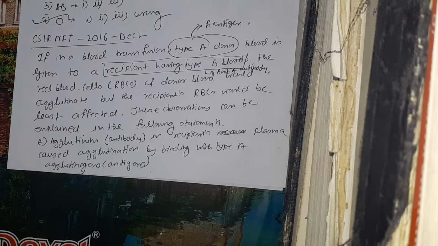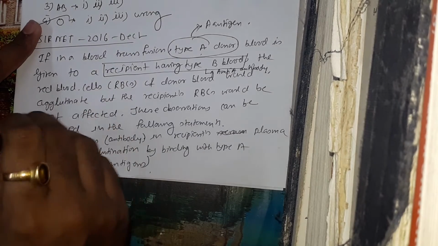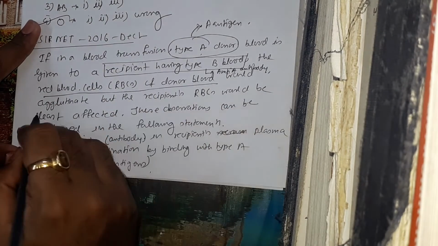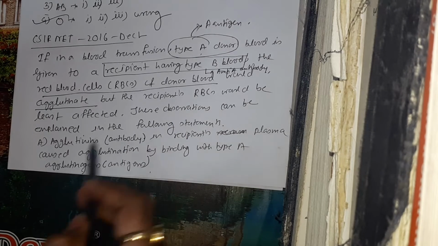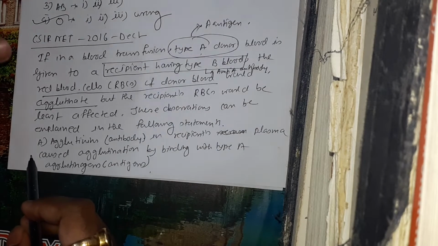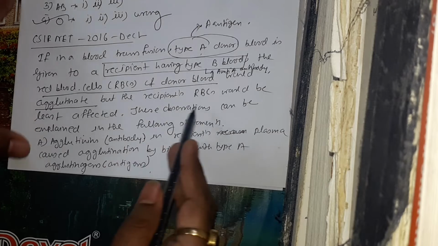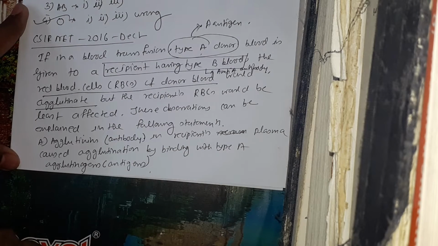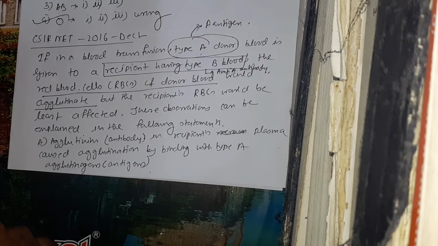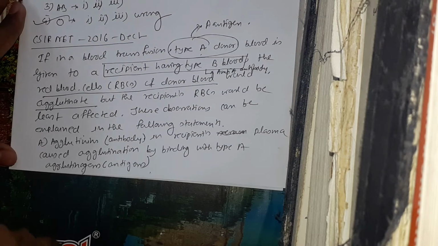The red blood cells of the donor blood would agglutinate, but the recipient RBC would be least affected. They are telling us that the red blood cells of the donor blood are agglutinated, but the recipient RBC would be least affected, and that is the normal case, as the donor blood RBC is the foreign particle, since it has the A antigen. The recipient RBC would be less affected. This observation can be explained by the following statements, and you need to tell them which statements are incorrect.